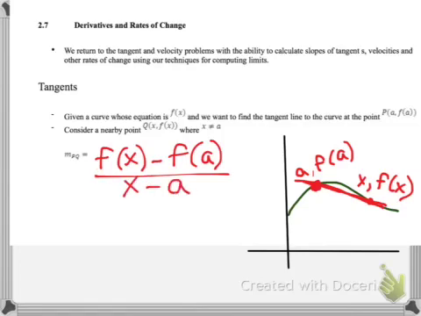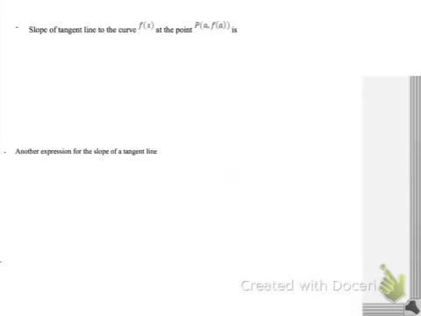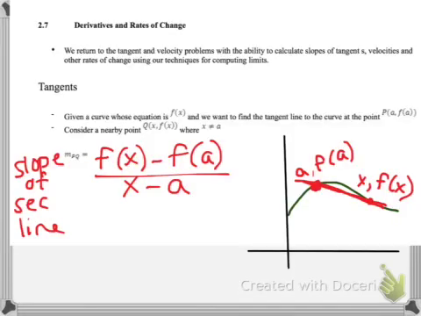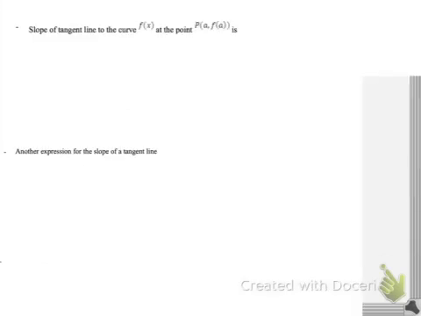That's just your slope formula, y minus y over x minus x. What does this stand for? This is the slope of the secant line. Now if I want to find the slope of the tangent line to that curve, if I take this point and move it closer and closer to this point, the limit of those slopes will be the slope of the tangent line.